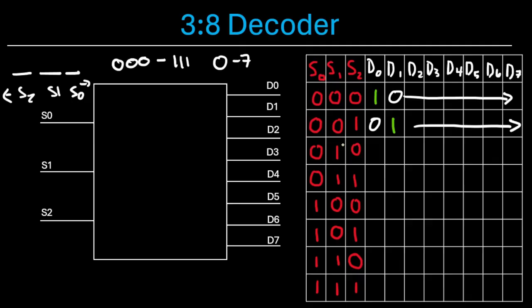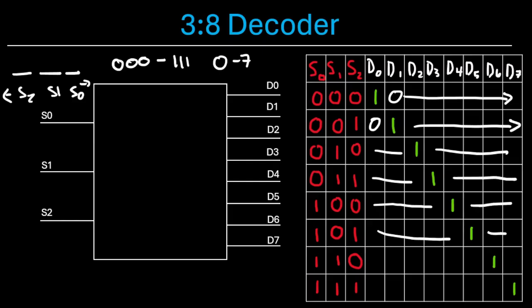Now the same pattern holds if we input 2 in binary, we're going to output 2 in decimal. If we input 3 in binary, we're going to output 3 in decimal. 4 results in 4. 5 results in decimal 5 being high. 6 results in decimal 6 being high. And 7 results in decimal 7 being high. So again, hopefully you see a pattern here. Only one output pin is going to be high at a time, and all others are going to be low.